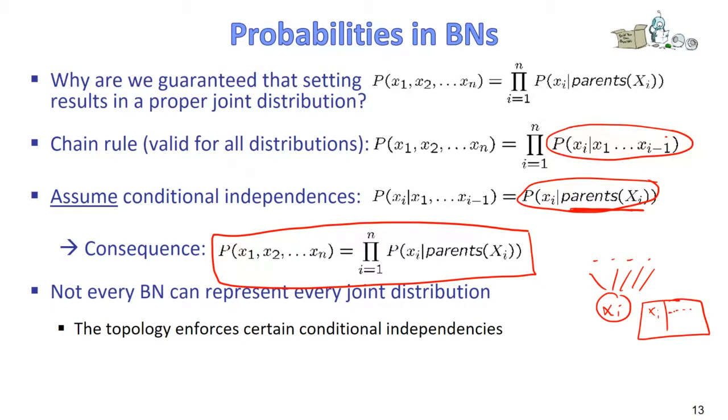This is just a note that not every Bayes network can represent every joint distribution. By this assumption, it's not the case that a Bayes net can represent any joint distribution, because it has assumptions, right? If these assumptions don't hold, then the distribution cannot be represented by any Bayes net. Every Bayes net encodes some conditional independence assumptions, and these conditional independence assumptions, of course, influence the joint distribution. That's the idea here.